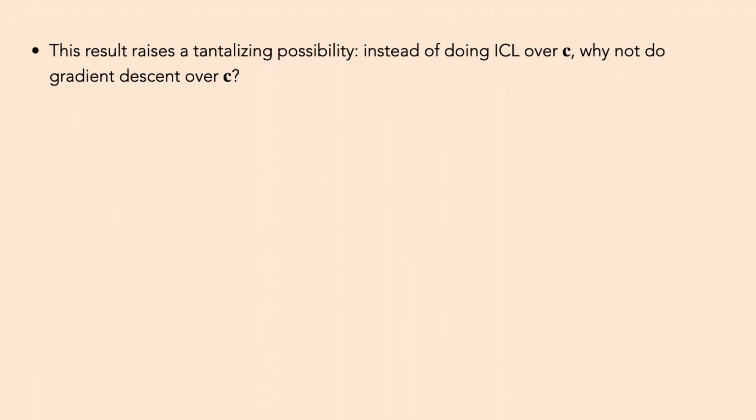OK, so basically, this raises this very tantalizing question. If in-context learning is somehow related to, or even in some cases equivalent to, gradient descent over the context, why not just do gradient descent over the context? That might have some advantages, right? So what are the advantages it might have?